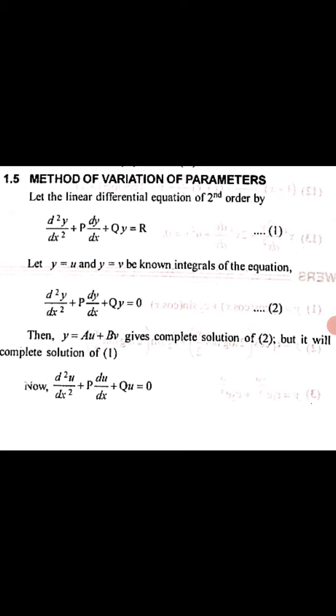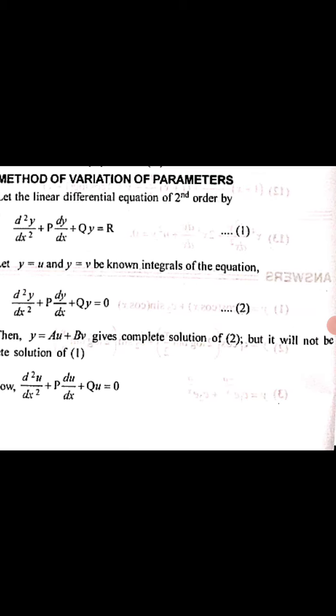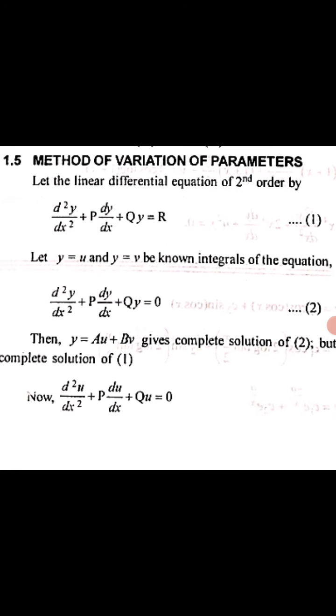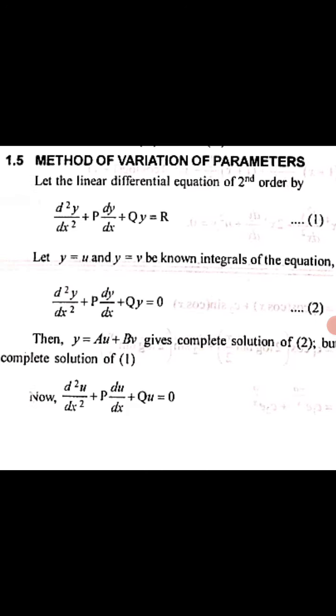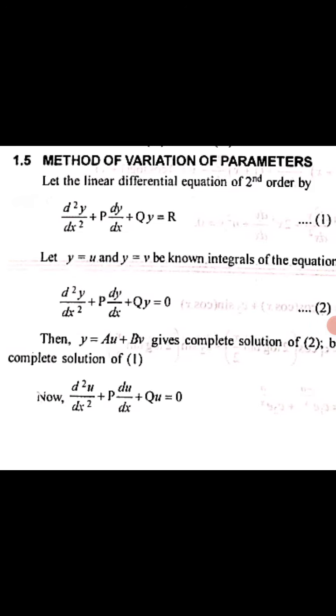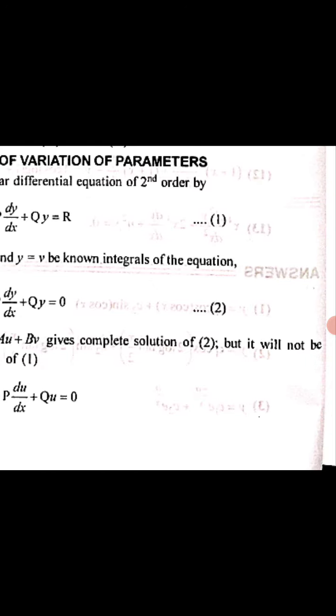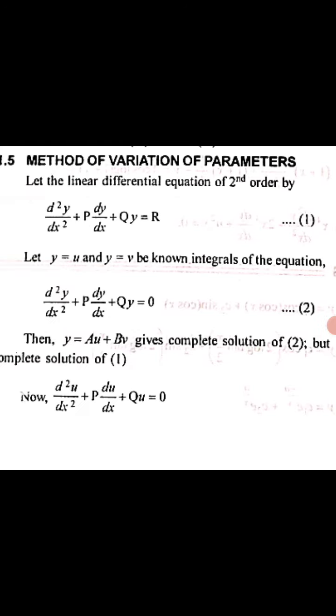Let the linear differential equation of second order be d2y by dx square plus p dy by dx plus qy is equal to r. This gives equation number 1. Let y is equal to u and y is equal to v be known integrals of the equation d2y by dx square plus p dy by dx plus qy is equal to 0. This gives equation number 2.